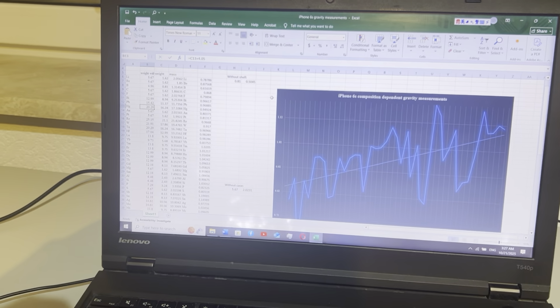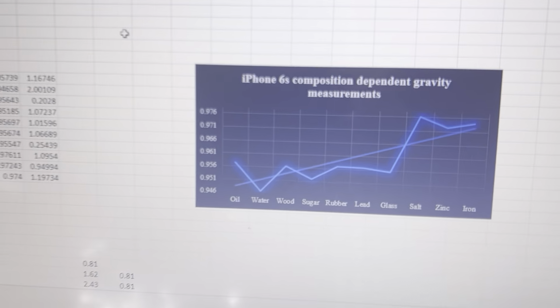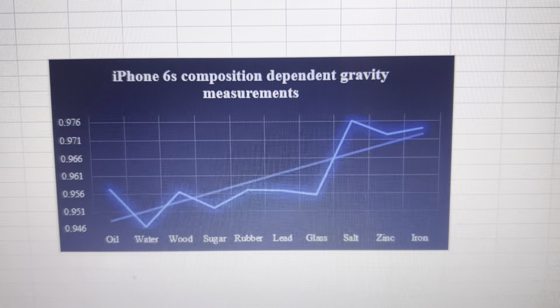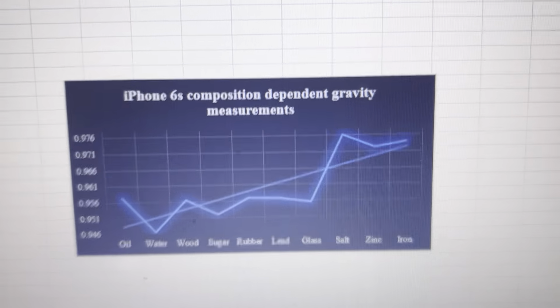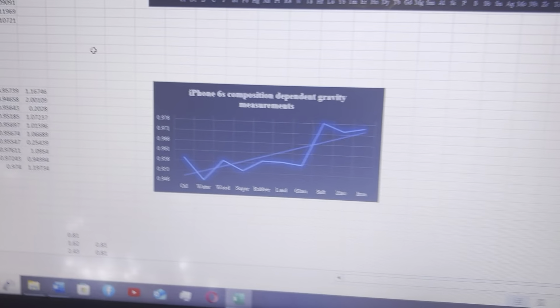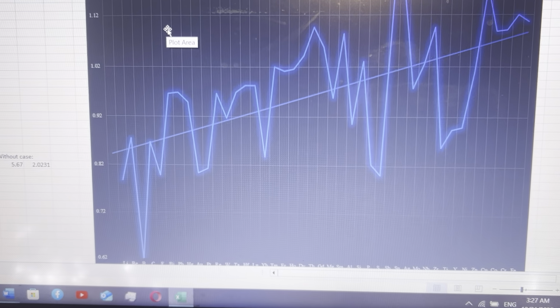Okay, so I also did some common household materials here, like oil, water, sugar, rubber, lead, glass, salt, zinc, iron. But yeah, you get the gist of it. And the next step will be to use a piezo sensor, or there are things called piezo resistive sensors. So I'm going to look into that. And then we will see if we can get graphs that are smoother than this, like a lot smoother.